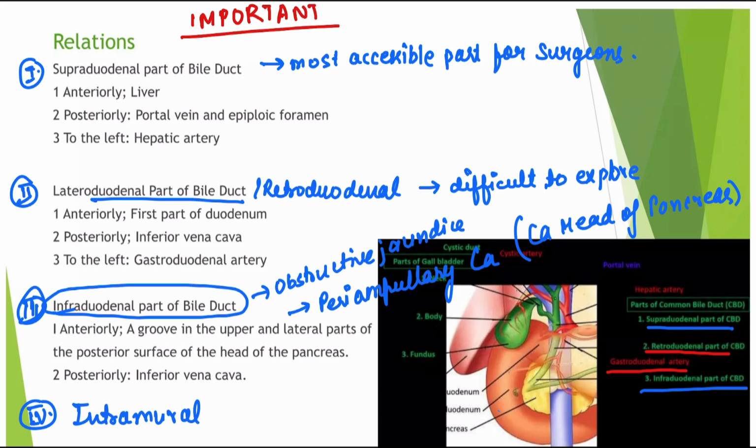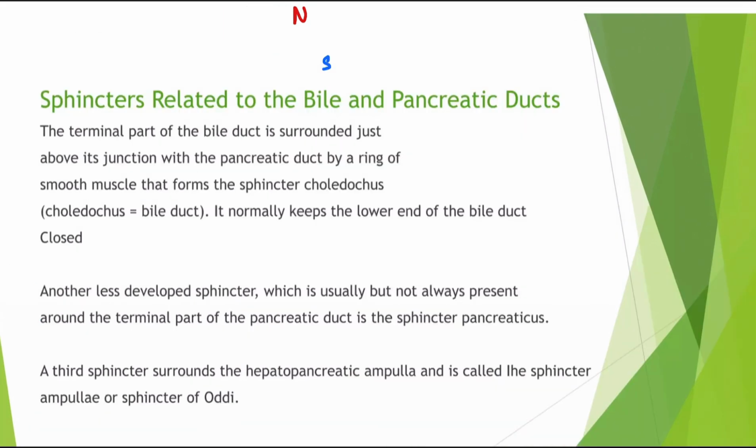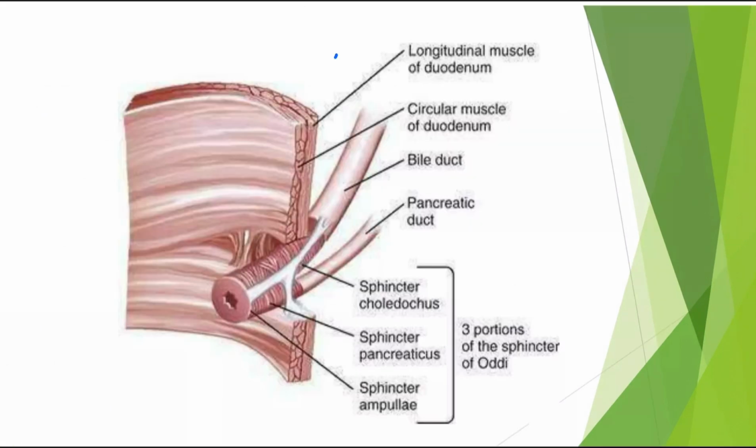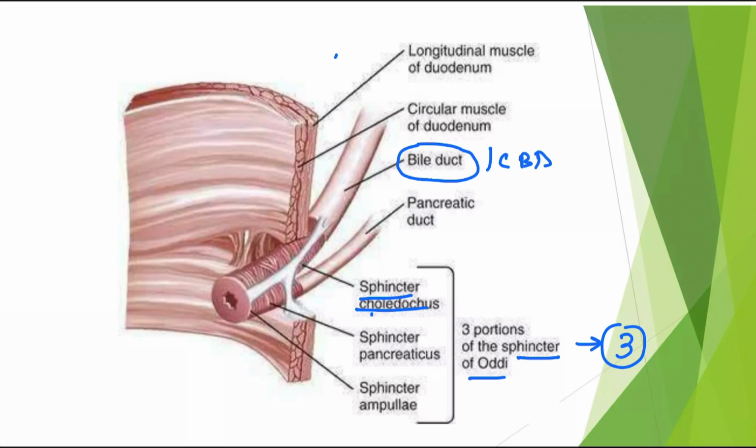Now we'll study some sphincters related to the pancreatic and bile ducts. We'll understand by the diagram. You have heard about the sphincter of Oddi. I want to tell you this is not a single sphincter. It constitutes three sphincters. Sphincter choledochus: choledochus means common bile duct, so the sphincter that covers the common bile duct is known as the sphincter choledochus. Then the pancreatic duct is covered by the sphincter pancreaticus. Both combine to form a common duct which is covered by the sphincter ampullae. All these three sphincters form the sphincter of Oddi. Got it?